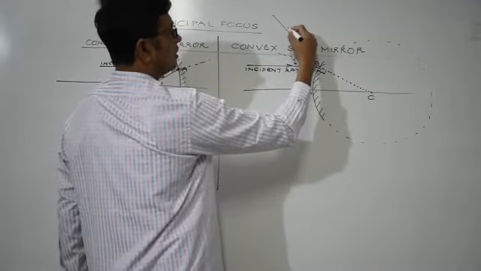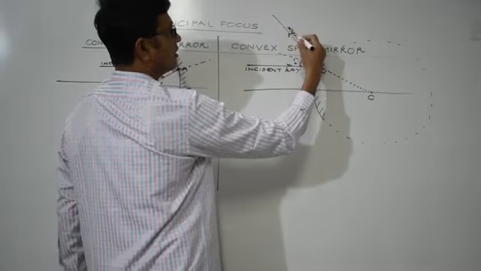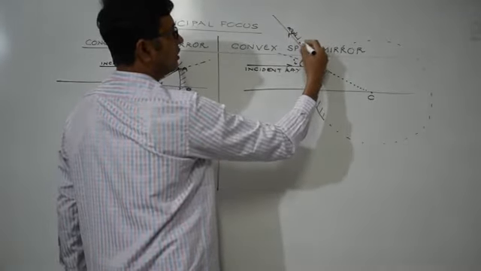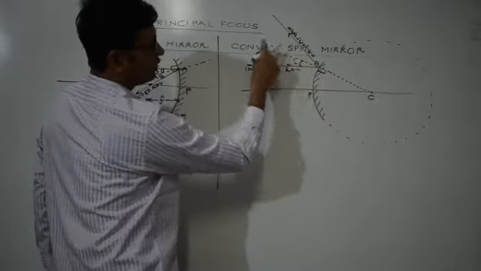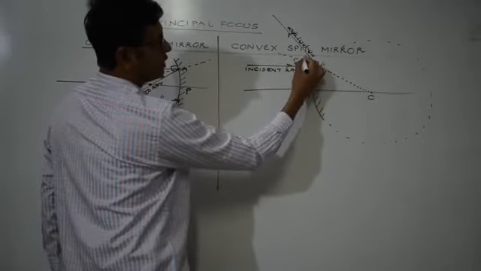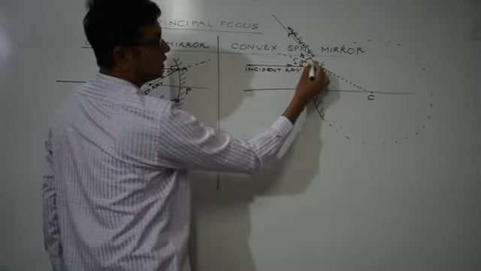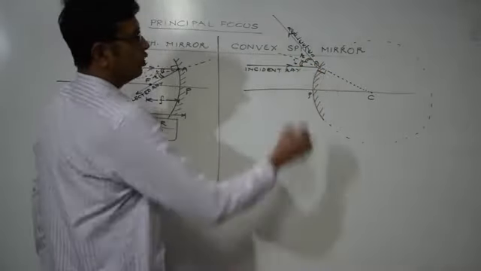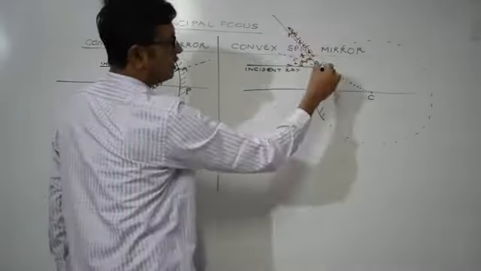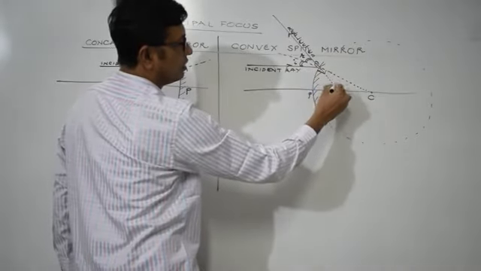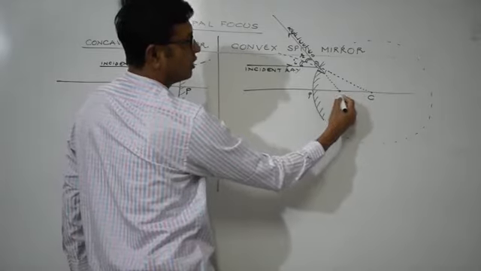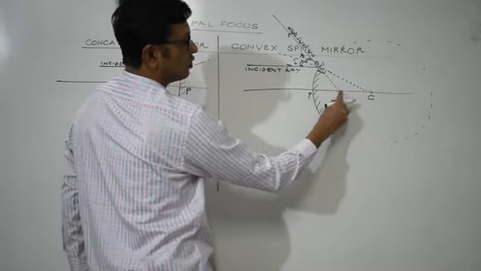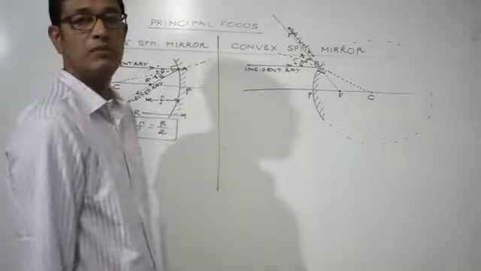This is the reflected ray. And the angle which the reflected ray makes to the normal is the angle of reflection. These two angles must be equal as per the law, right? So if you produce this reflected ray in the backward direction, it will appear to be coming from this particular point on the principal axis. So this point is known as the principal focus.